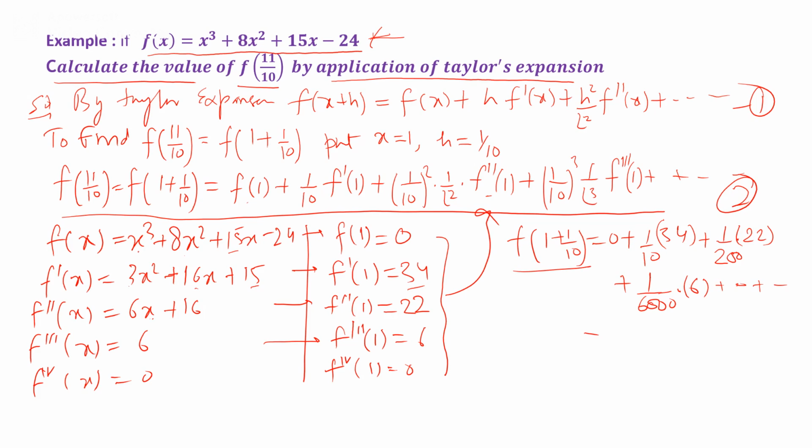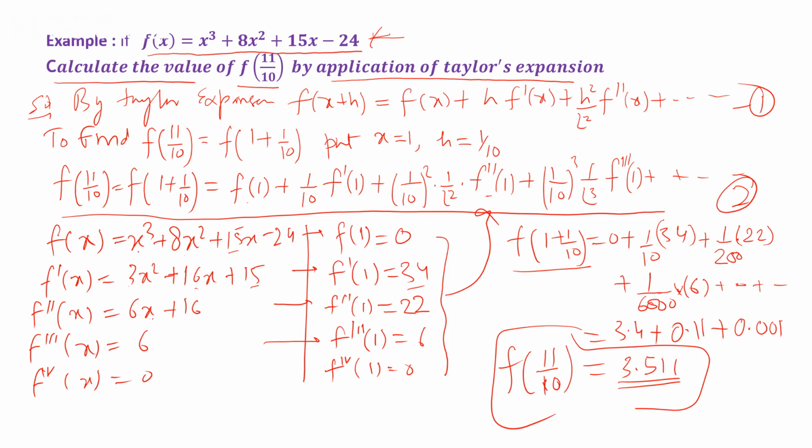So now evaluate this. We get 3.4, plus 0.11, plus 6 divided by 6000, we get 0.001. Now add these, we get 3.511. So that's the value of f(11/10). So this is a simple application of the Taylor series.